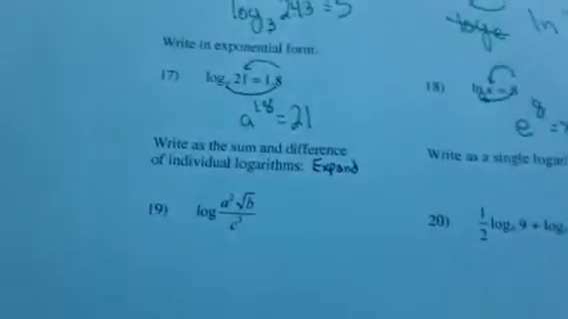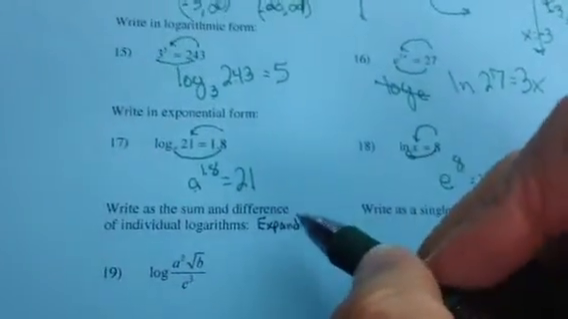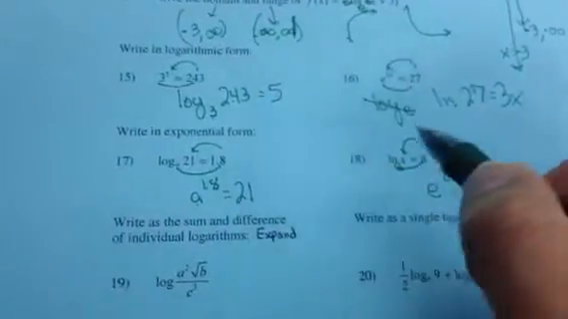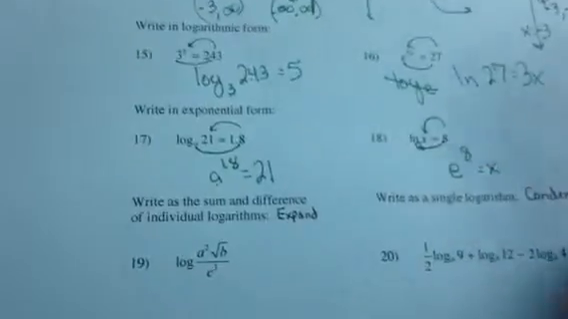All right, final part. We are expanding and condensing. So we've talked about that multiplication turns into addition or vice versa. Division turns into subtraction or vice versa. And then exponents turn into multiplication or, again, vice versa.